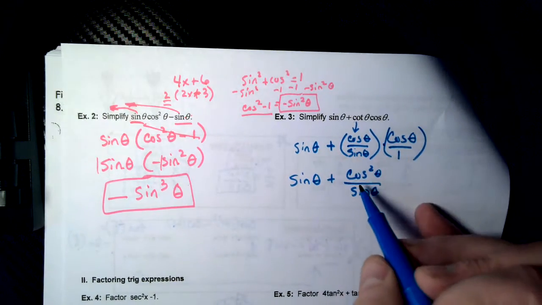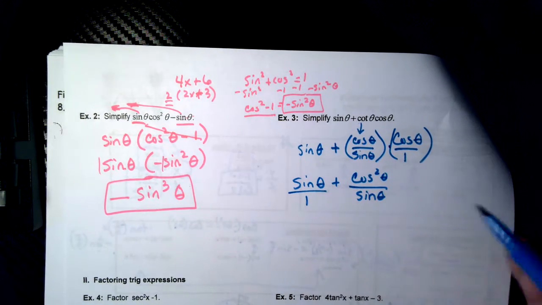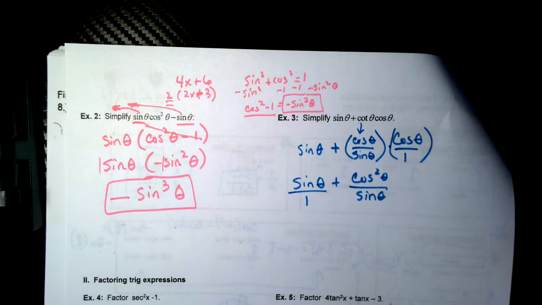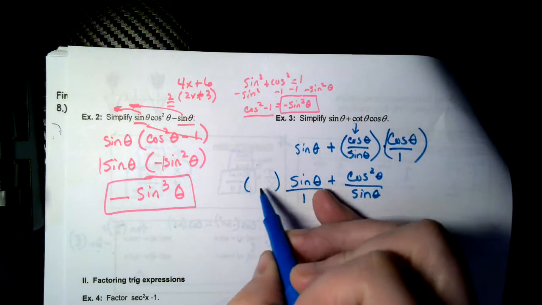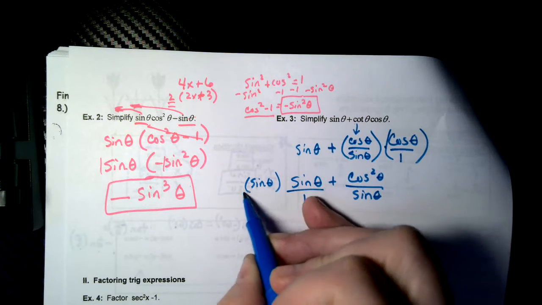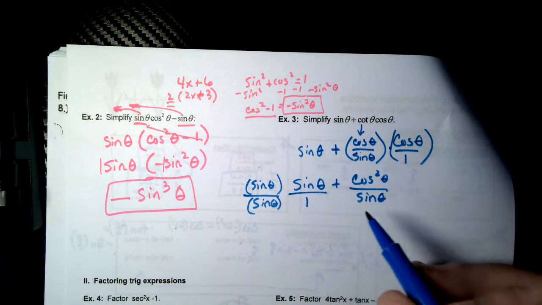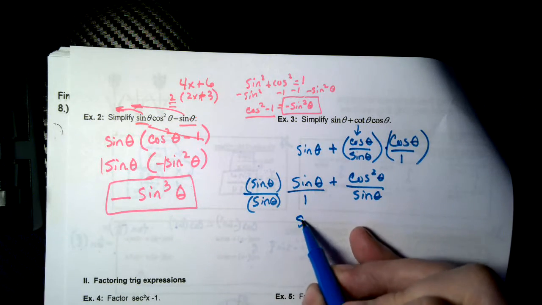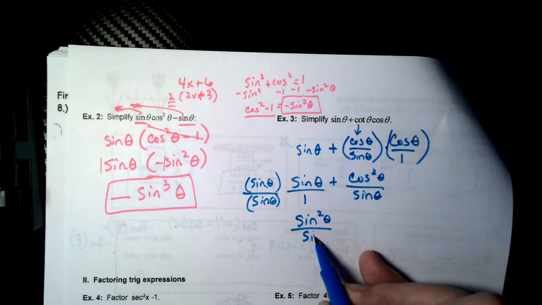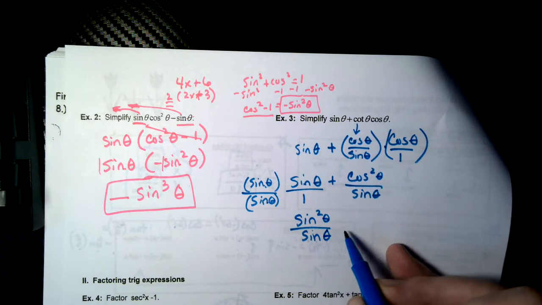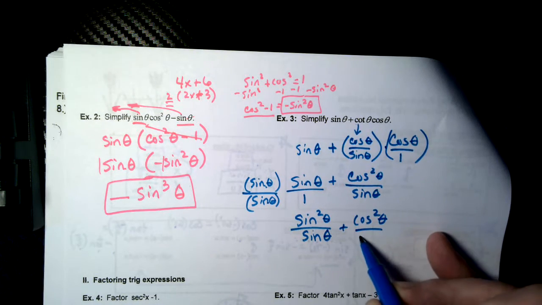What I'm thinking is, let's make common denominators. This is over 1. The common denominator would be sine. This one has sine, this one just has a 1. I'm going to multiply sine theta, top and bottom, to get a common denominator. Sine times sine is sine squared. Sine times 1 is just sine theta. This is cosine squared theta over sine theta.